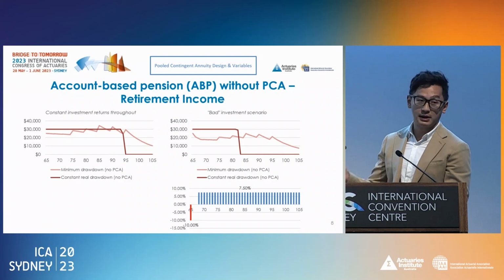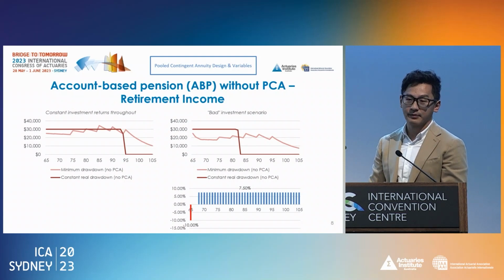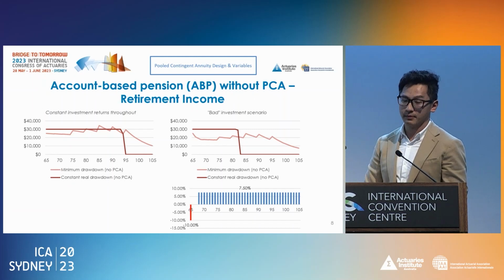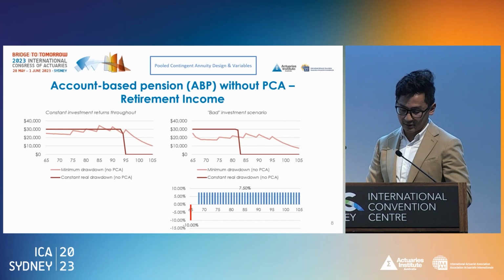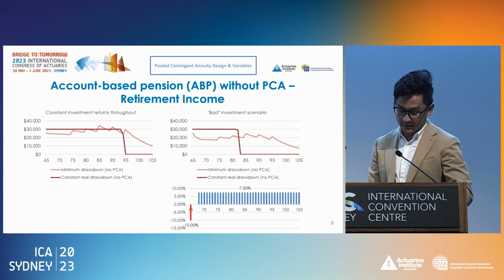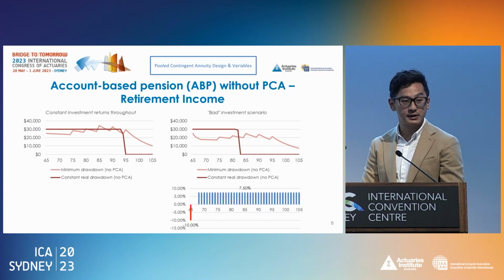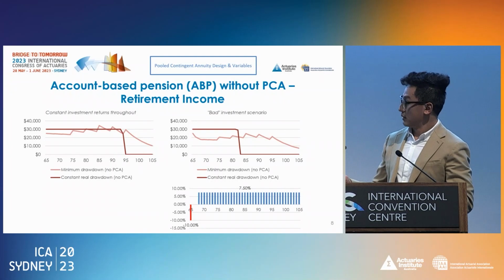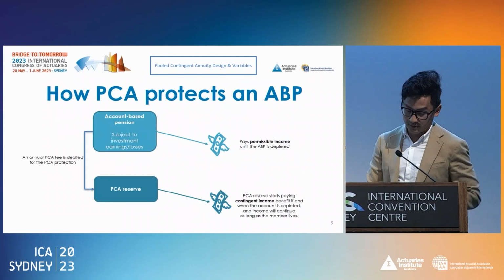So you either stick to the minimum and risk spending too little, or you go with a more carefree approach to spend more, but you risk the account being depleted very quickly. So this is what we mean by the shortfall of account-based pension. That withdrawal decision is really hard for most people to make. Moving on to the next slide.